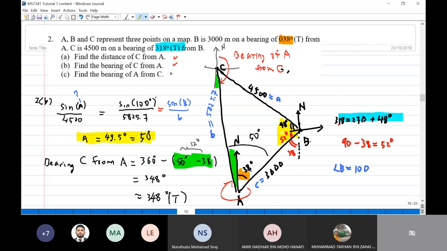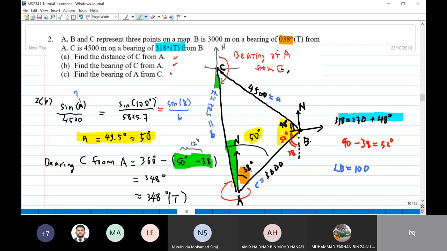So let's say angle A is 50. So 50 consists of two parts. The orange part is 38. And the green part I don't know, so the green part is 50 minus 38, which is 12 degrees.